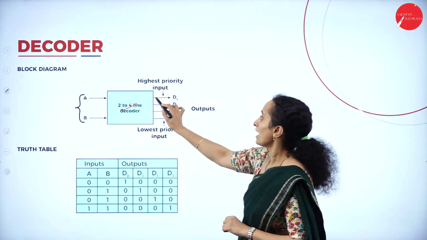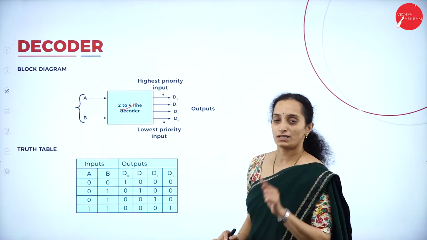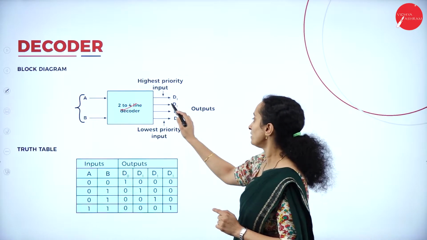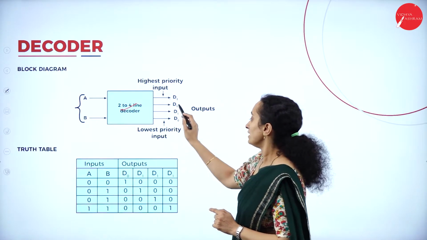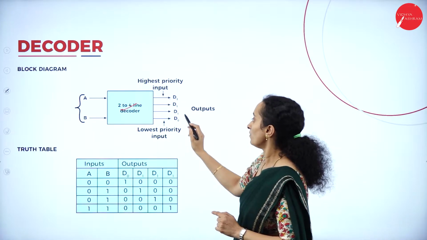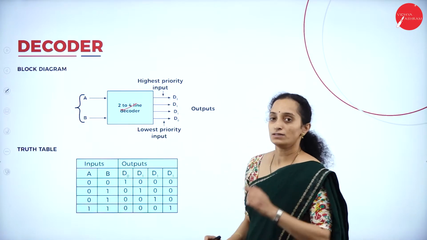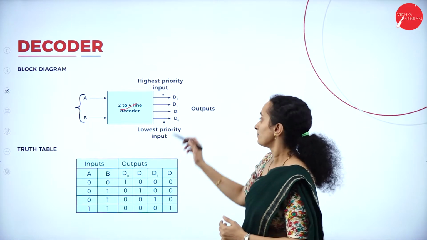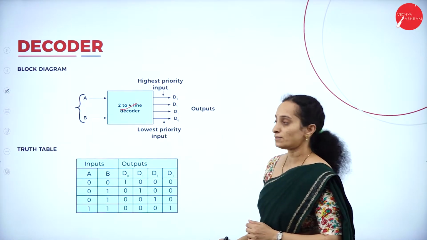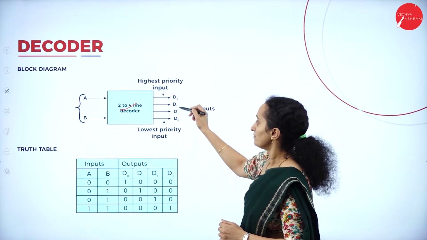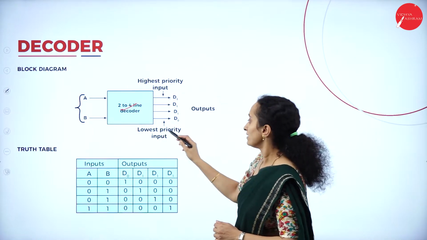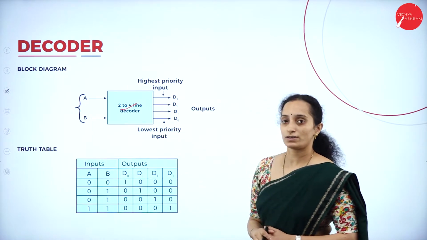This is the highest priority input. D3 is the highest priority input, and we have D3, D2, D1. So they are the highest priority inputs, and D0 is the lowest priority input.